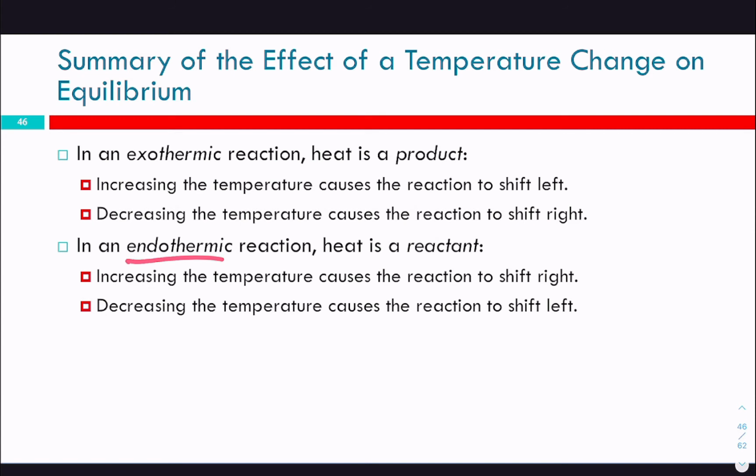In endothermic reactions, heat is a reactant, and so increasing the temperature shifts it to the right, away from the reactants, and then decreasing temperature causes it to shift to the left towards the reactants.